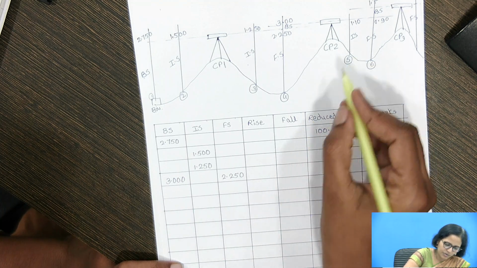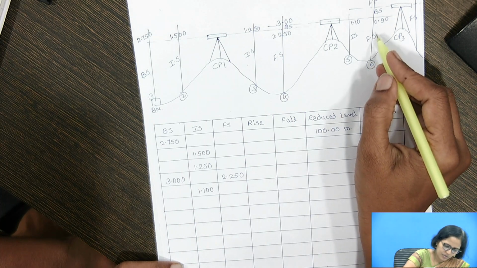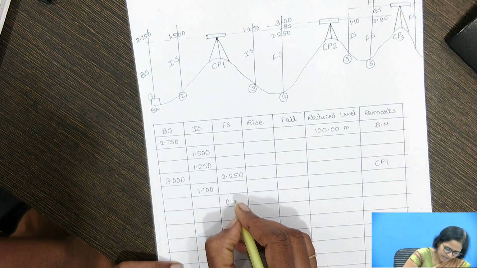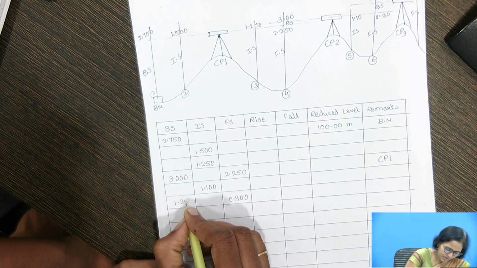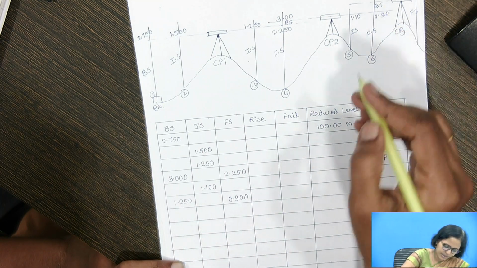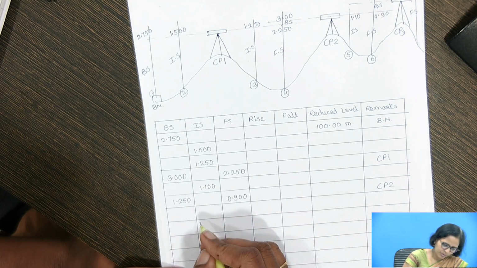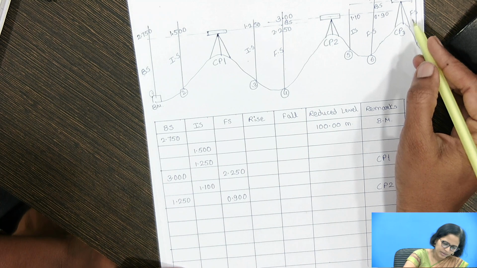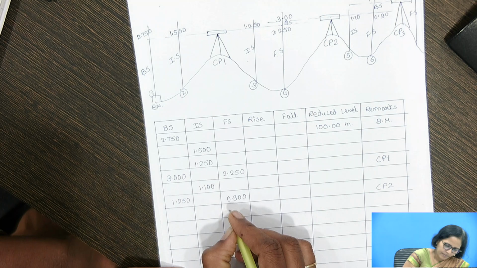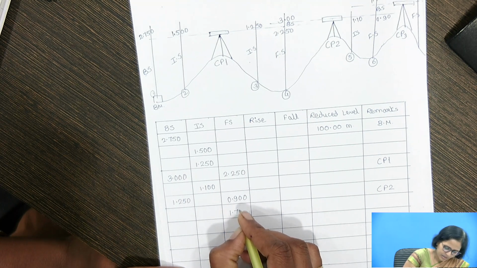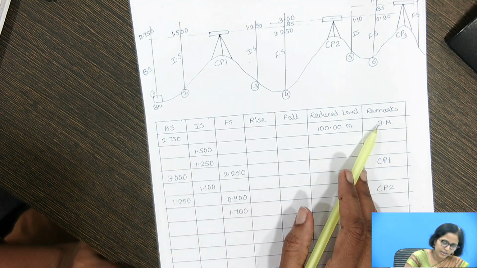So next again you have an IS which will be 1.100. After IS you have an FS which is 0.900, and next 1.250. This is the BS reading. Again we have change point number 2, CP2. So after CP2 I have ended the work over here, which is called the FS reading, that is 1.700.